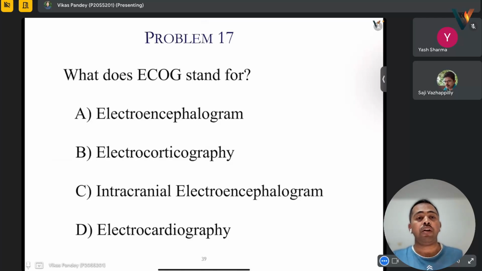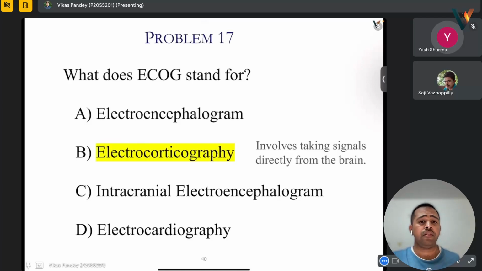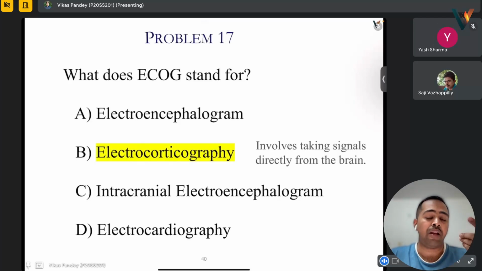What does ECoG stand for? Electroencephalograph, electrocorticography, intracranial electroencephalogram, or electrocardiography. So B, electrocorticography. In this case, we are taking signals directly from the brain. It can be minimally invasive and fully invasive also. Just a small bit of skull can be opened, or it might be done in cases where we have to go deep into it.